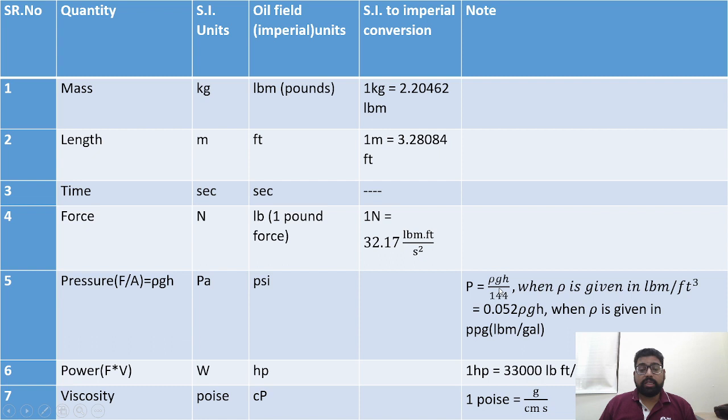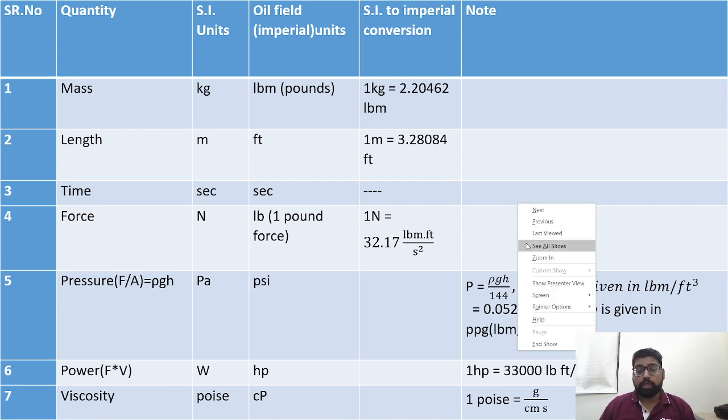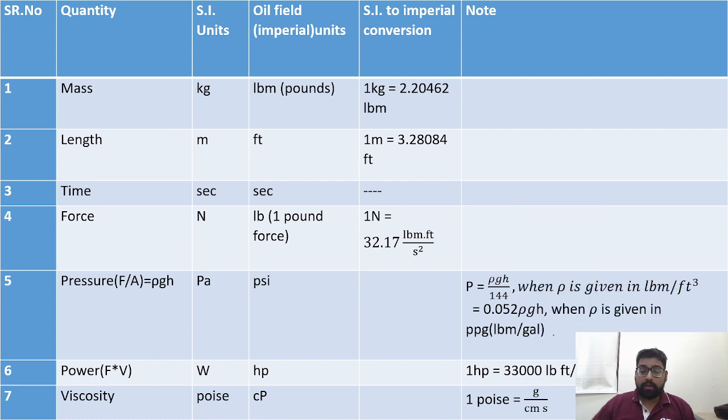But we know that g is a constant, and when you do the unit conversion, we come to the point where we have the conversion of pressure as 0.052 rho gh. Sorry, 0.052 rho h. G is not there, this was a mistake. So you get pressure as 0.052 rho h. And this is a very important formula because we are going to use it again and again, not only in drilling, but in other subjects too.